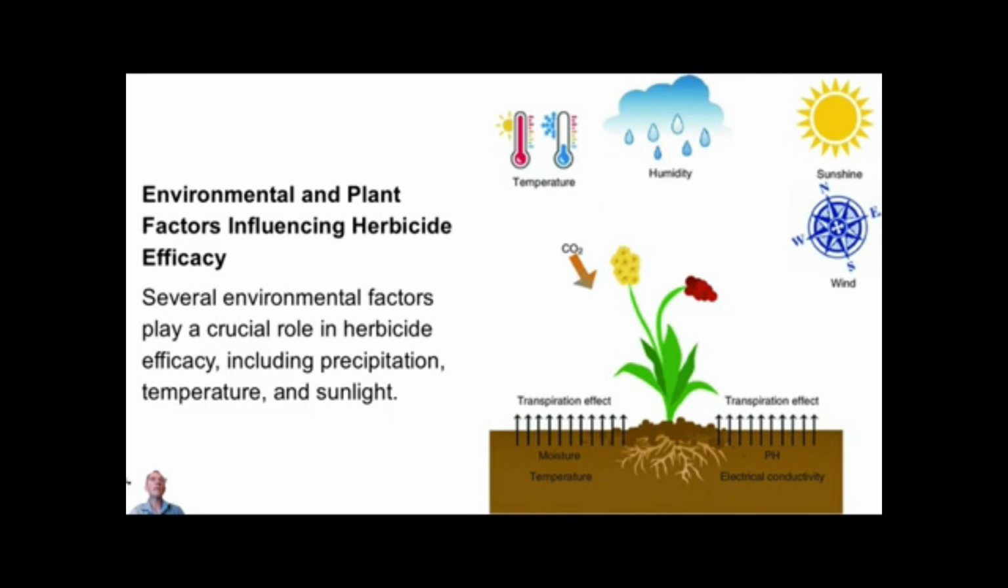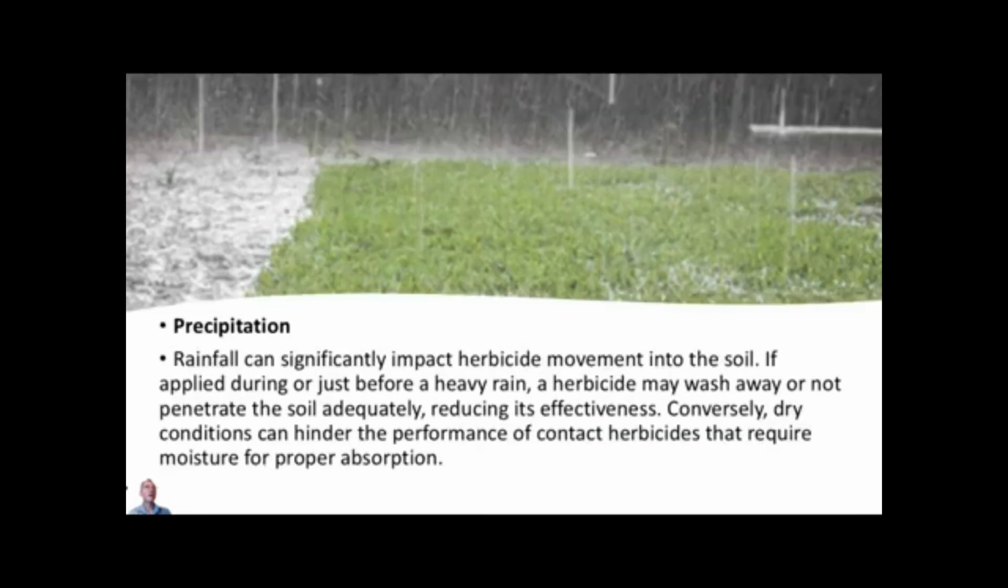Environmental and plant factors influencing herbicide efficacy. Several environmental factors play a crucial role in herbicide efficacy, including precipitation, temperature, and sunlight. Our first factor we want to look at further is precipitation. Rainfall can significantly impact herbicide movement into the soil. If applied during or just before heavy rain, a herbicide may wash away or not penetrate the soil adequately, reducing its effectiveness. Conversely, dry conditions can hinder the performance of contact herbicides that require moisture for proper absorption.